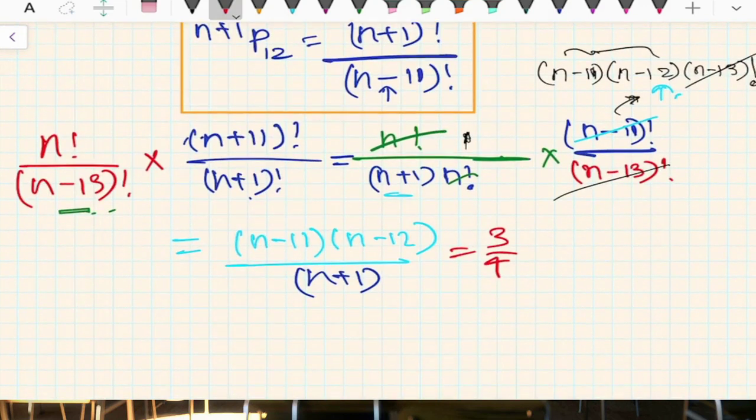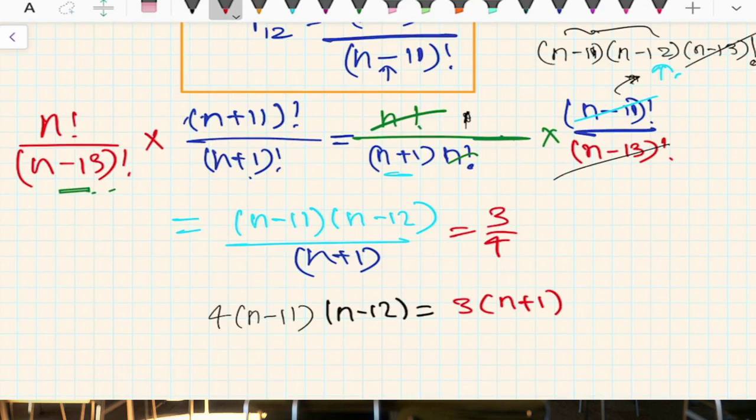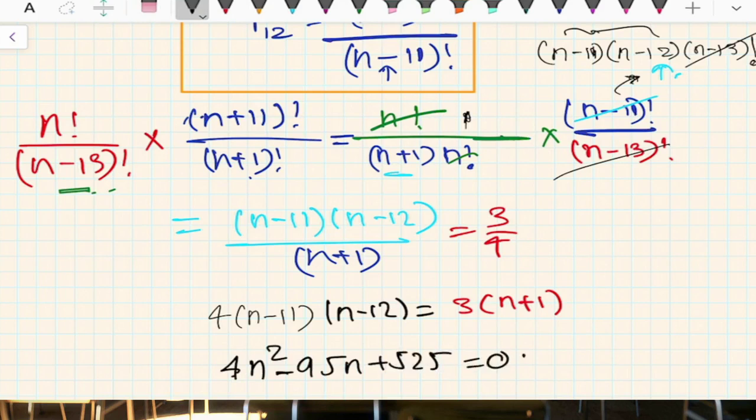It is equal to 3/4, so let me just use that information also. And now what we are going to do is we are going to cross multiply it, and we are going to figure out what the value of n is. So you know, what I will get is 4 times n-11 into n-12 is equal to 3 times n+1. And after solving this, what I will get is 4n square minus 95n plus 525 is equal to 0.